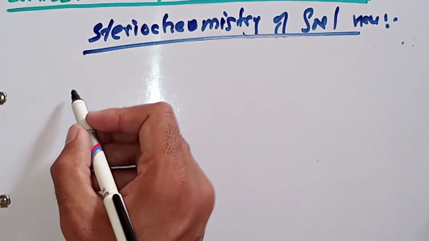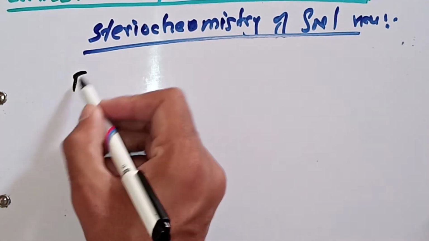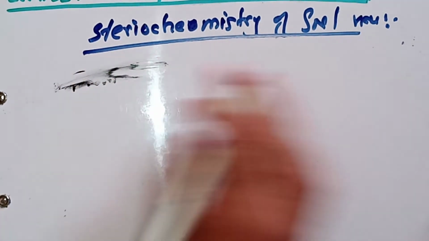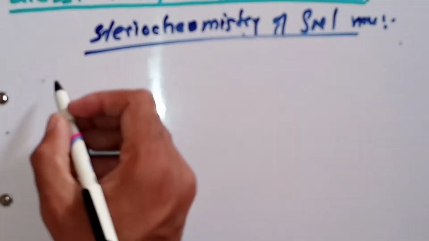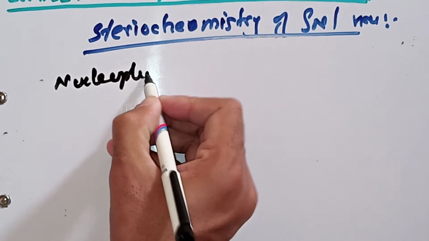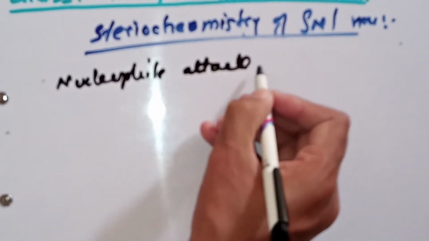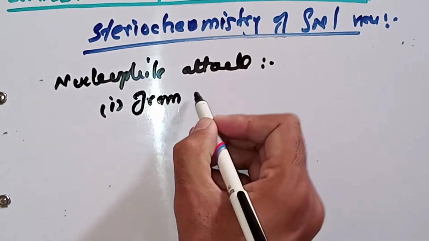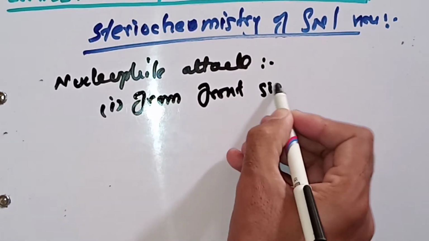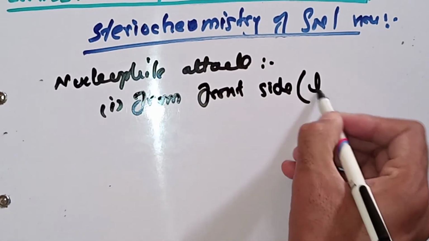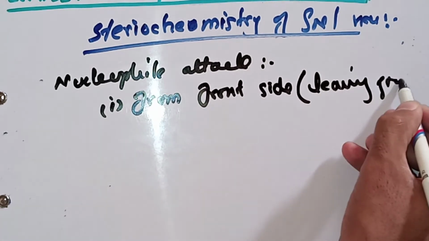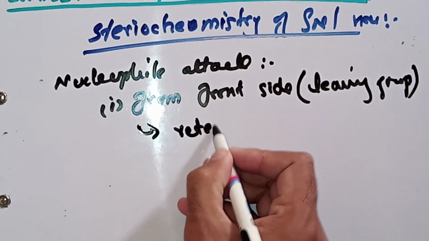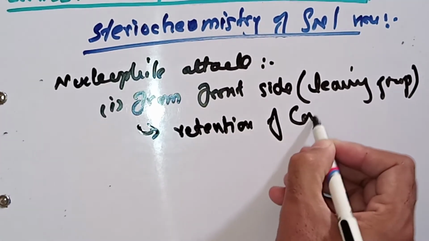Yeah, you can also write in which the nucleophile attack. When the nucleophile attacks from the front side of the leaving group, the product will be called retention of configuration.